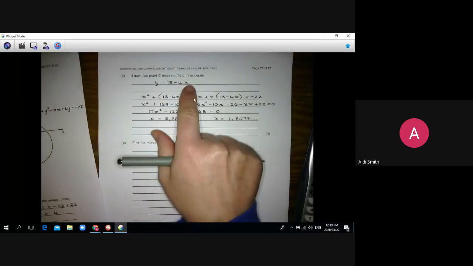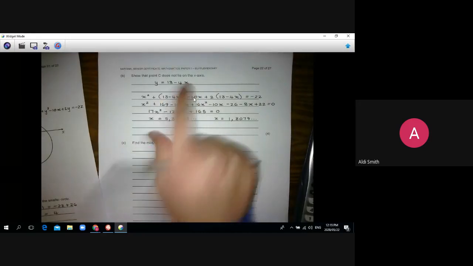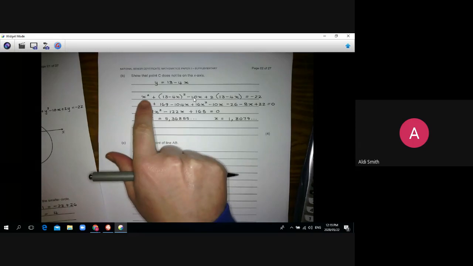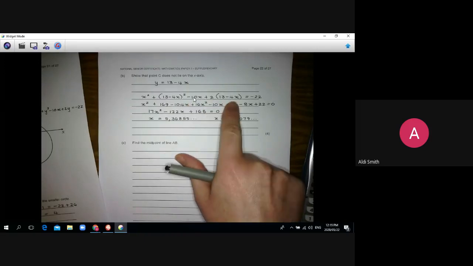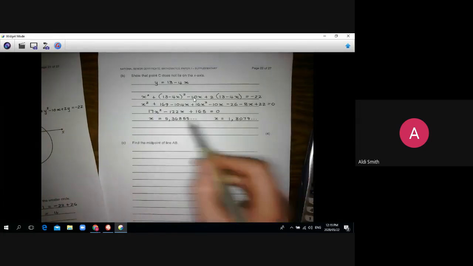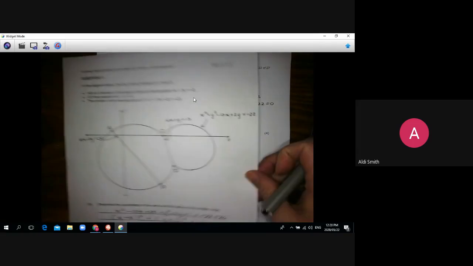I'm just going to quickly double check the working. Just make sure I haven't done anything wrong there. That is indeed 13 minus 4x. That is 100% correct. That is x squared plus 13 minus 4x squared minus 10x. That is right. Plus 2 times 13 minus 4x is negative 22. That's absolutely 100% correct. And as far as I can see, I haven't made a mistake here. Okay, I'm hoping I haven't made a mistake. So pretty much what's going to happen here is we're going to use these values. Now, obviously for C has got to be this earlier point.